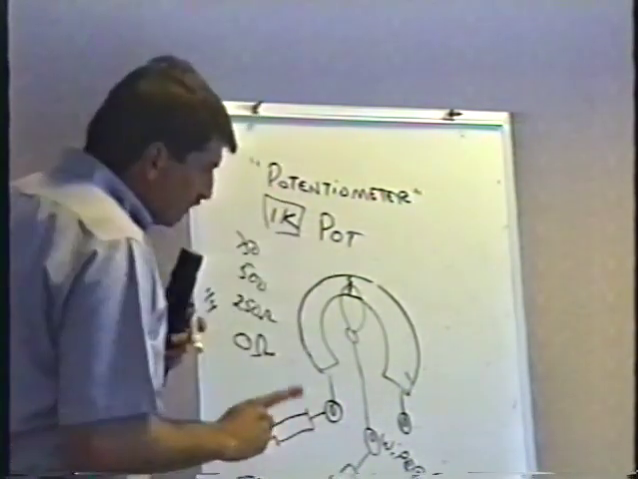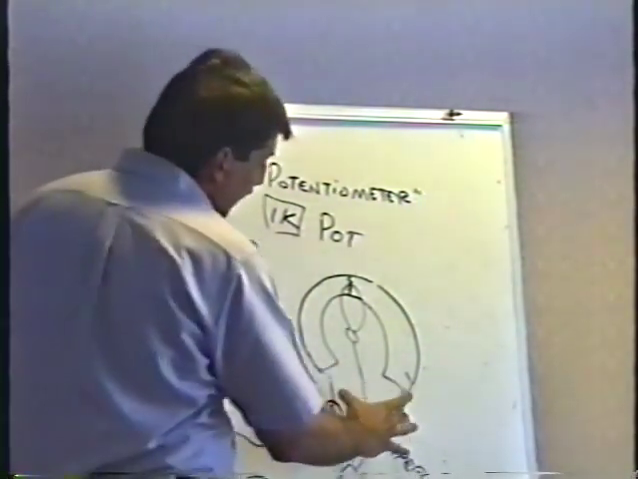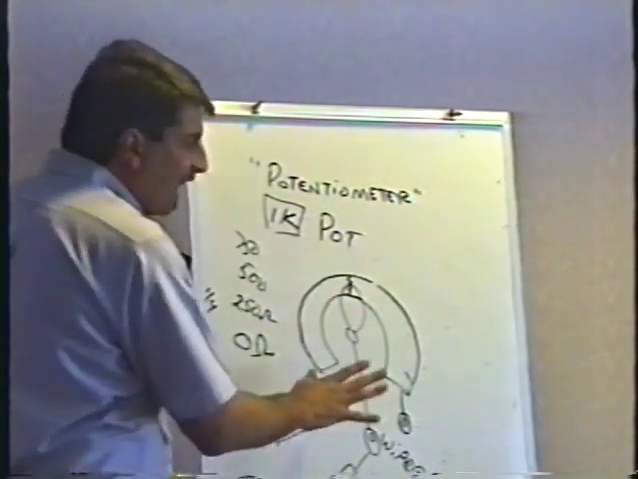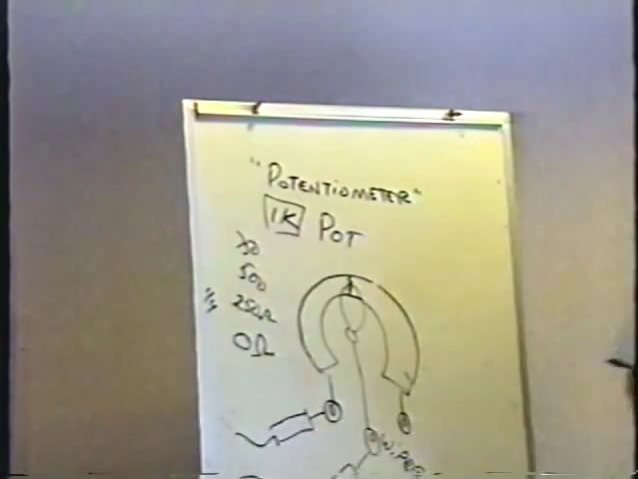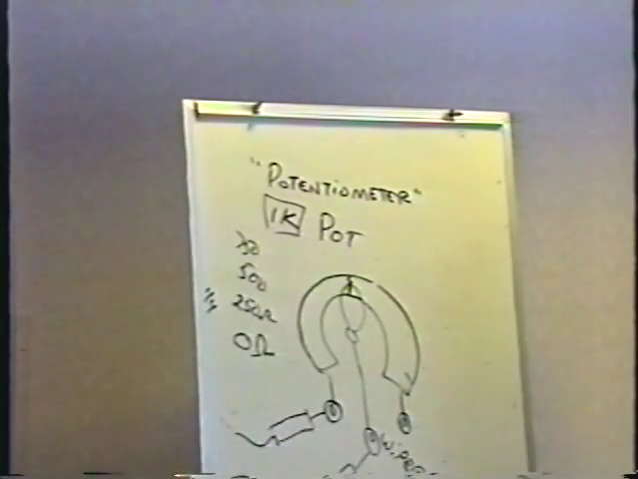So one of the first things that you do when you test the pot is to check from one end of the pot to the other, not the wiper. And what you're doing is you're just checking to see that the pot is continuous. That is, that it's not broken from one side to another.